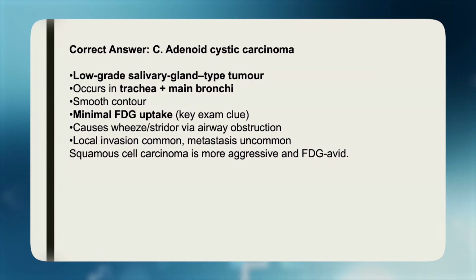It's a low-grade salivary gland type tumor that occurs in the trachea or the main bronchi. That was the clue: smooth contour, minimal FDG uptake. Again, lymphoma also has less uptake, and adenoid cystic carcinoma also has less uptake. It causes stridor or airway obstruction because it's in the trachea or the bronchi. Local invasion is common, metastasis uncommon. Squamous cell carcinoma is more aggressive and FDG avid, so it will have a lot of uptake on the PET scan.